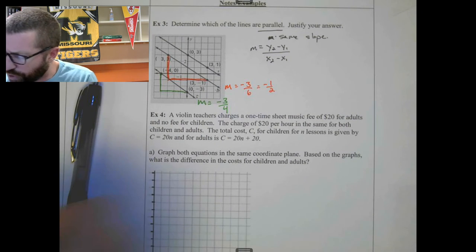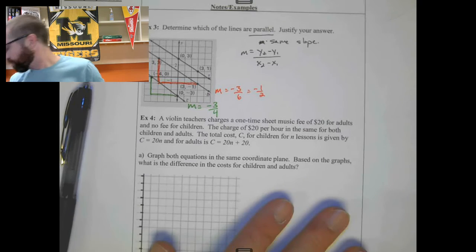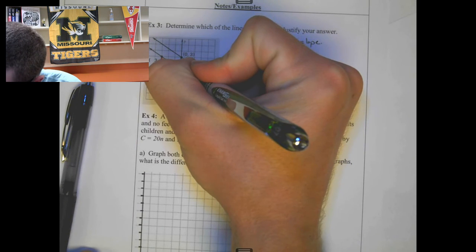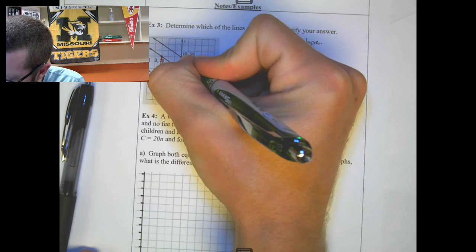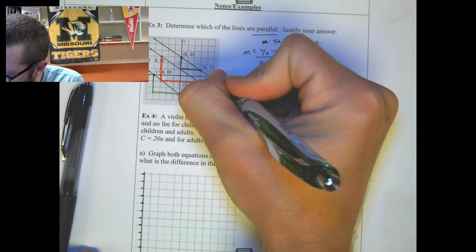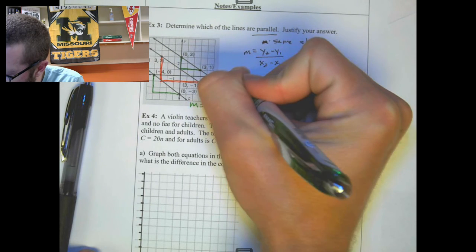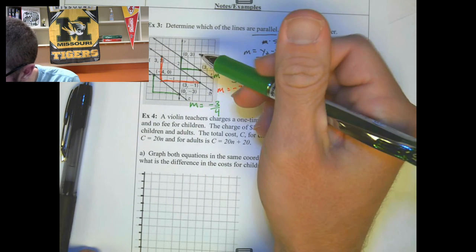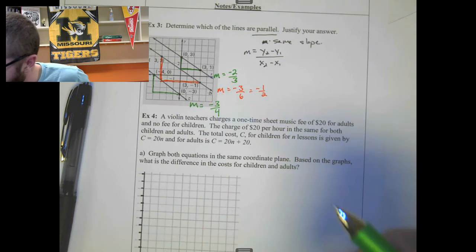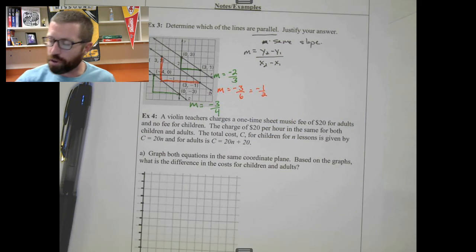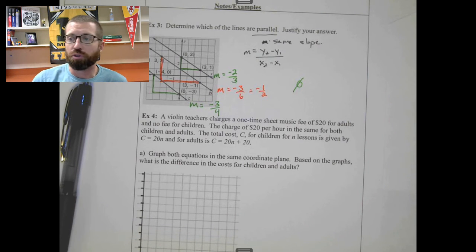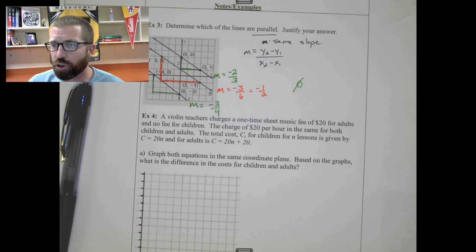Okay, so let's look at this last one. Let's just use green again. If I count down 1, 2 and over 1, 2, 3, then the slope here is negative 2/3. So it looks like none of these lines are parallel, which is fine. That's possible. If there is no solution, you can say none. That's a symbol for no solution. But they all have different slopes in this case.